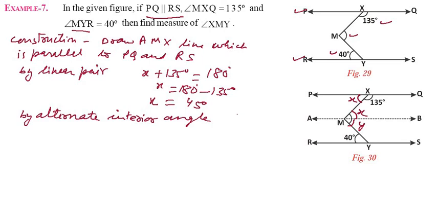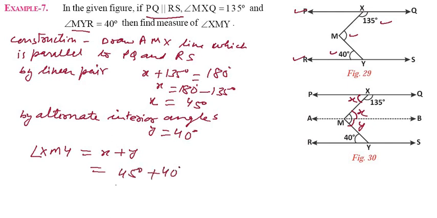alternate interior angles, that is Y is equal to 40. So you have to write Y is equal to 40 degree. So as you know, angle XMY is equal to X plus Y. So put the value of X, it is 45 degree and Y is 40 degree. So you have to add these two angles, that is 85 degree, and that is your answer.